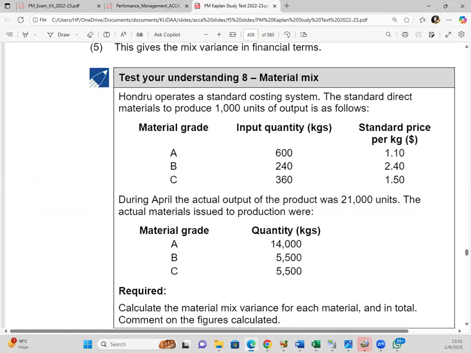So if we come here, this was for 1,000 units. For 1,000 units, we're budgeting that we would use 600 units of A. So we ended up producing 21,000 units. So you can say if 600 kgs were for 1,000 units, what about 21,000? You first of all get the budget per unit, you multiply by 21,000. Or you can use proportion. If 600 kgs were budgeted for 1,000 units, what about 21,000?